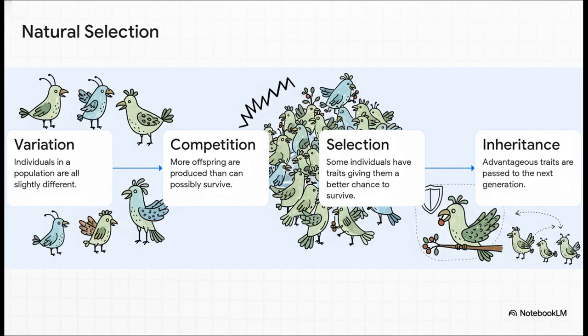Then comes competition. The simple fact is, more individuals are born than can possibly survive. And that leads to selection, where certain traits give an organism a little bit of an edge. And finally, the most important part, inheritance. Those successful winning traits get passed on to the next generation. And that's basically it. You let that simple process run for millions of years, and it builds the incredible, mind-boggling diversity of life we see.